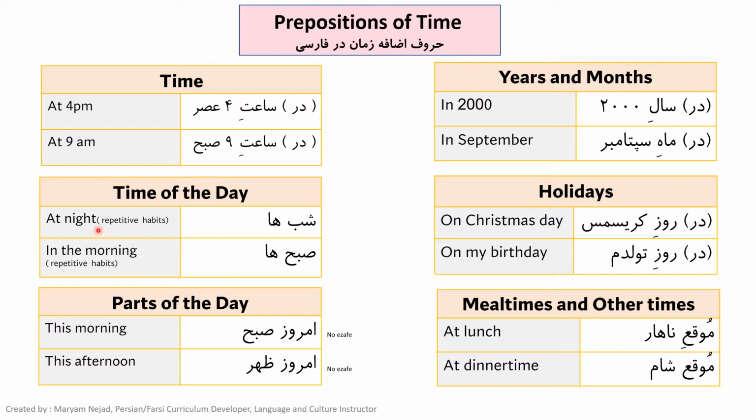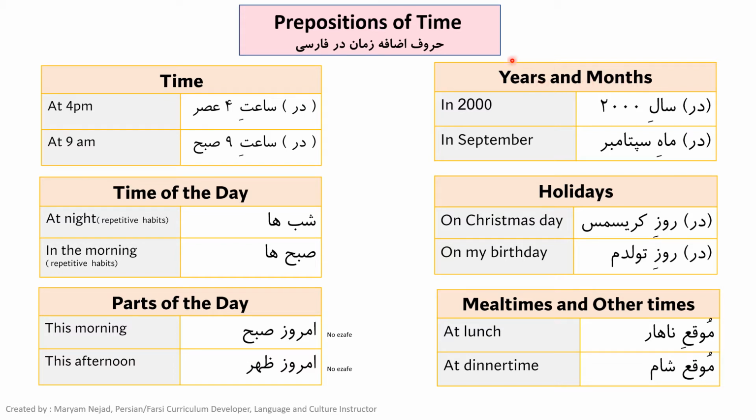And for example, next one, when you want to say at night or in the mornings for repetitive habits, then we don't use a preposition, and we just add ha to the time vocab. For example, shab ha, sobh ha. Or for parts of the day, for example, if you want to say this morning or this afternoon, you cannot literally say in sobh. In Farsi, it's common to say emruz sobh or emruz asr, like today morning or today afternoon.